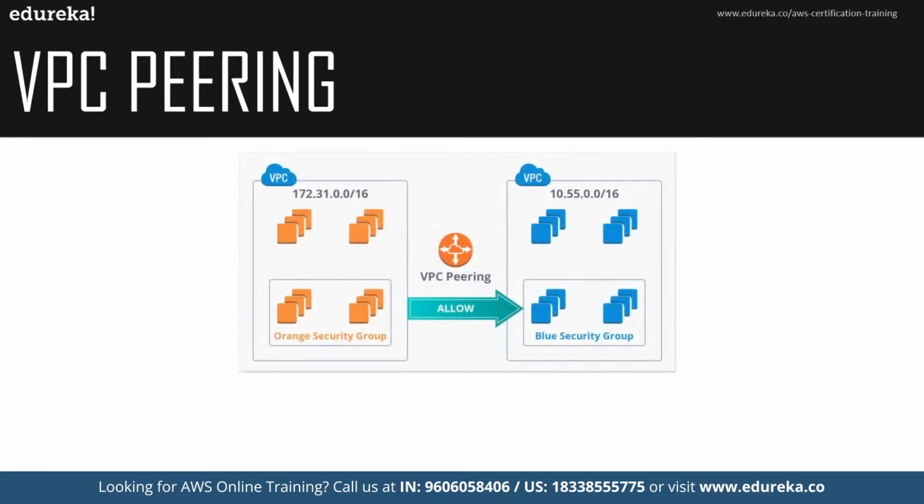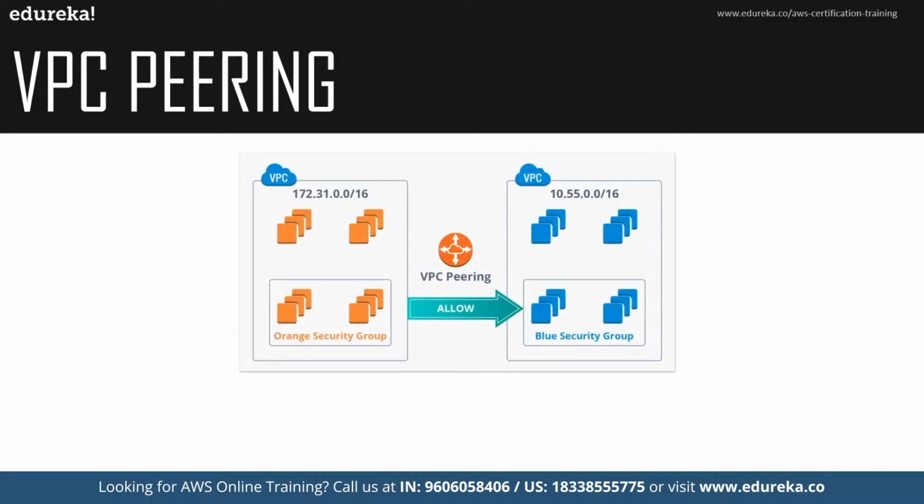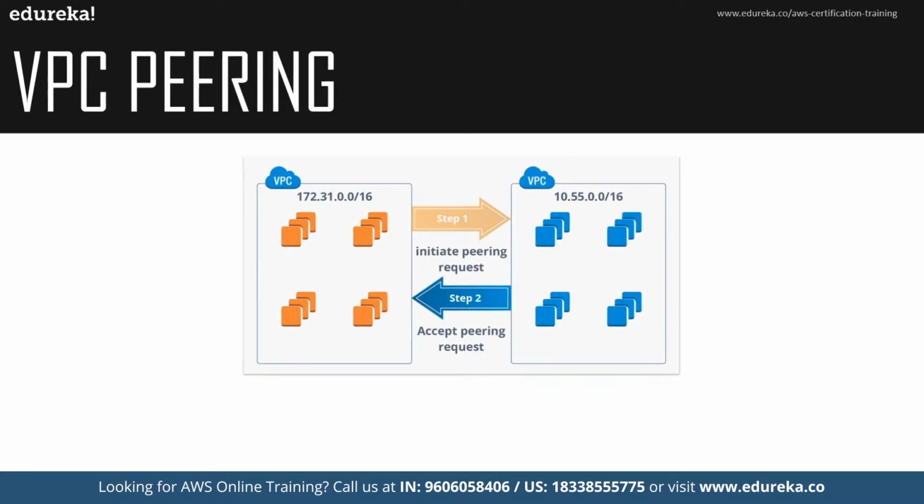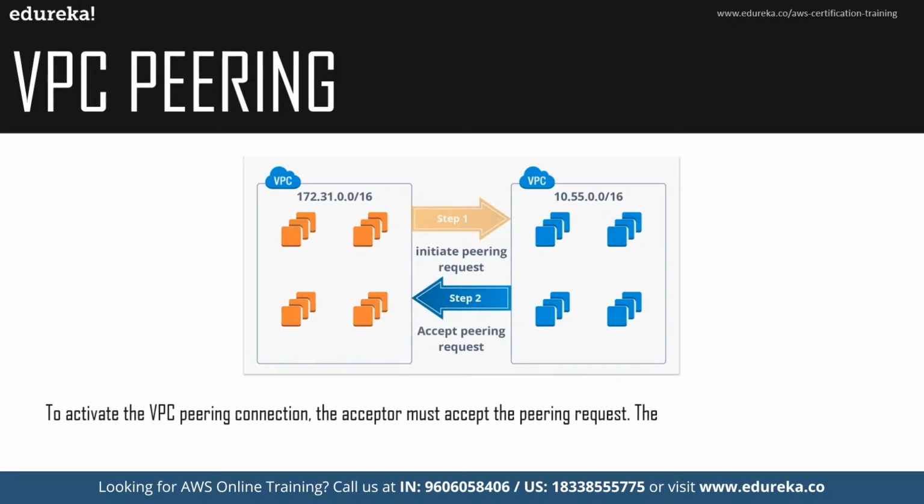So now in this diagram, we illustrate how VPC peering typically occurs. Here you may see that there are two VPCs with two different IP addresses assigned. We need to have a connection between them. VPC peering is the service which we are opting for. We update the security groups to ensure that the traffic to and fro from the VPC peer is not restricted. As can be seen in this illustration, the peering request has been accepted by the blue group. Now there is a two-way connection between these two VPCs.